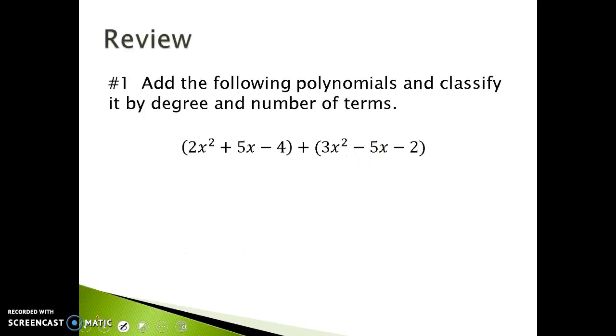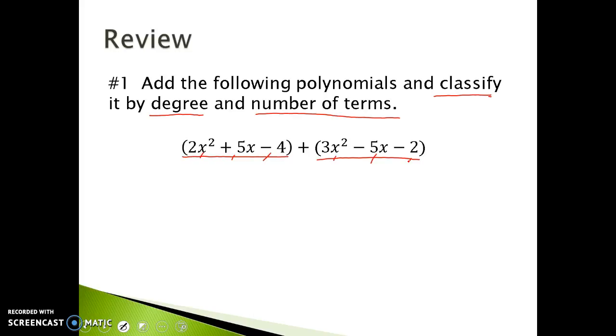So remember, one of the first things we talked about is classifying polynomials by their degree and their number of terms. And this is something you're going to need to know tomorrow when you take your quiz. For example, here we have a quadratic trinomial, quadratic because the degree is 2. Here we have another quadratic trinomial, degree is 2. It's trinomial because there's 1, 2, 3 terms. Same thing over here. 2 quadratic trinomials that we're adding together.